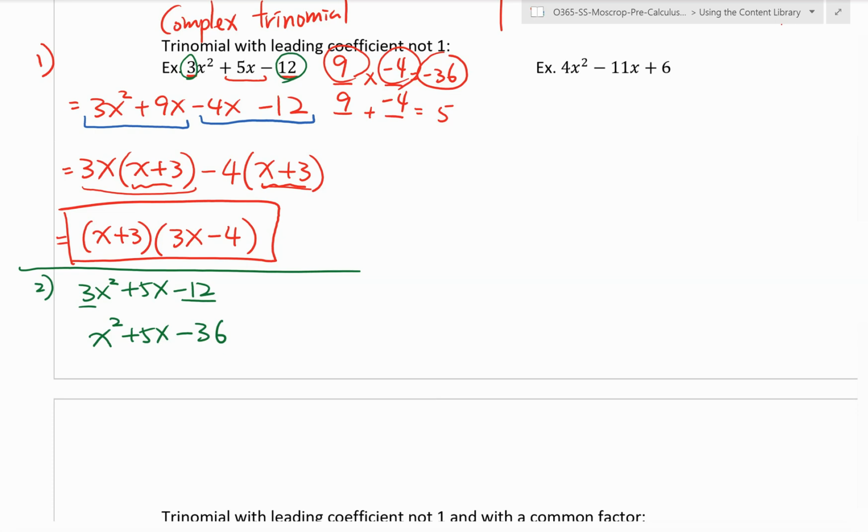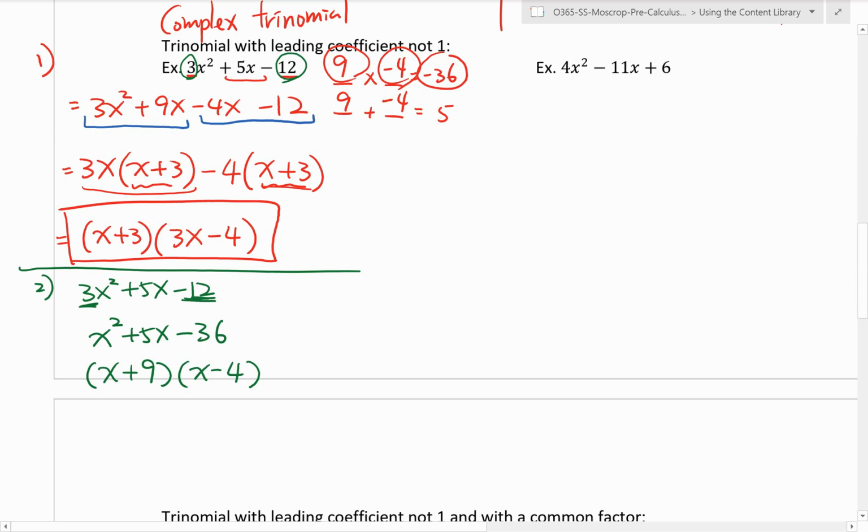But if you treat this just like a simple trinomial, then we can factor this quite easily. You need to think about which two numbers multiply to negative 36 and add to positive 5. We actually did that already. It was 9 and negative 4. So I'm going to write this as x plus 9 and x minus 4. Okay, so that's what I did. Now we kind of just randomly multiply the 3 with negative 12.